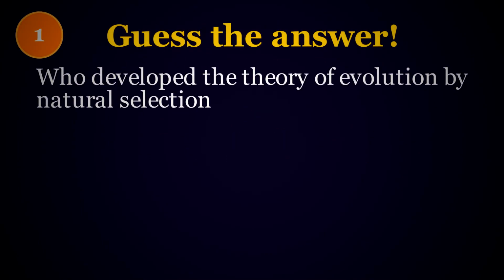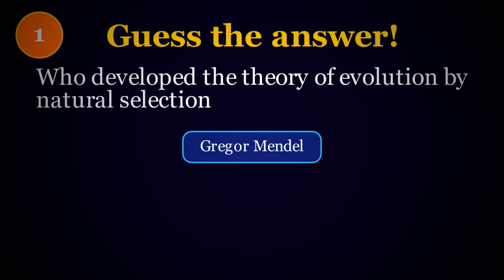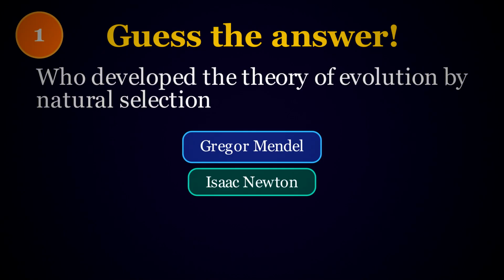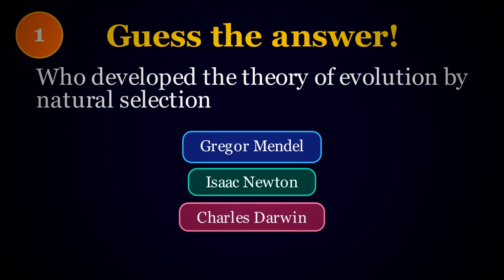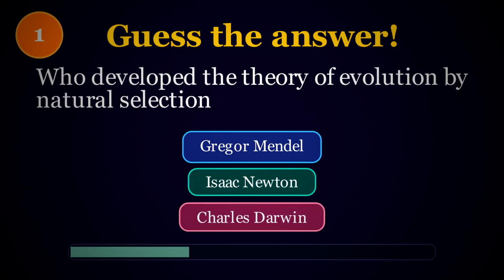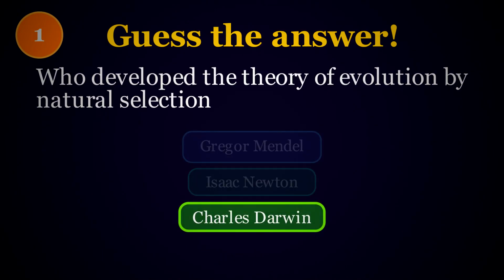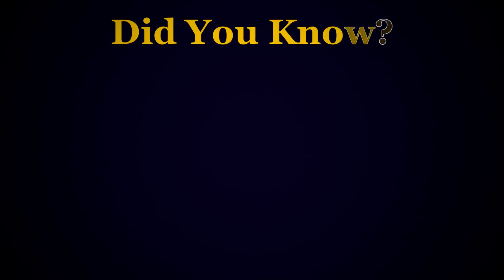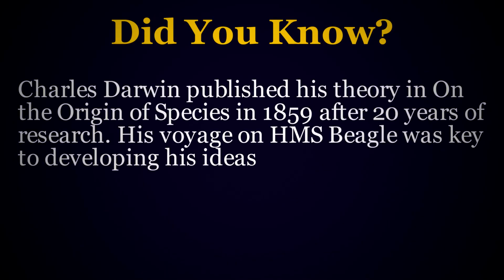Who developed the theory of evolution by natural selection? Gregor Mendel, Isaac Newton, Charles Darwin. The correct answer is Charles Darwin. Here's something cool. Charles Darwin published his theory On the Origin of Species in 1859 after 20 years of research. His voyage on HMS Beagle was key to developing his ideas.